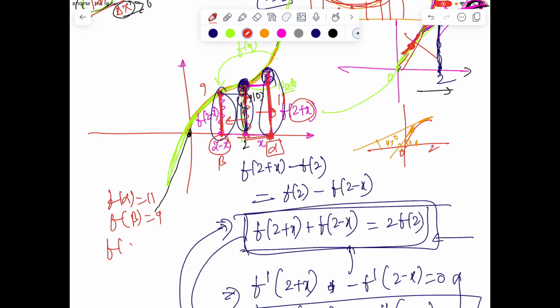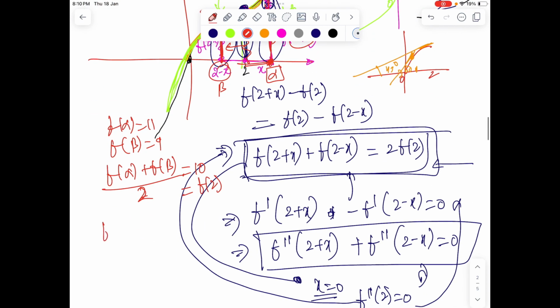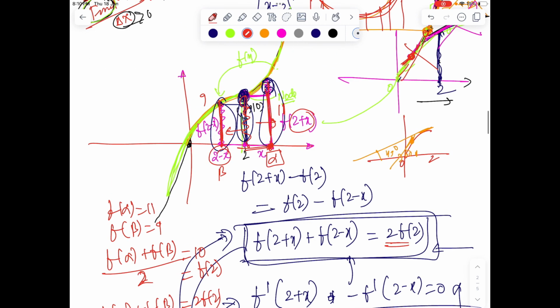So f of alpha is 11, f of beta is 9, and what is f of alpha plus f of beta by 2? That is nothing but 10, and that's nothing but f of 2. So we already got f of alpha plus f of beta is 2f of 2, and that's really beautiful. If f of alpha plus f of beta is 2f of 2, it means alpha and beta must be at the same distance from 2, right? So alpha minus 2 must be 2 minus beta. Hence alpha and beta must be at the same distance from 2, which gives alpha plus beta equals 4.